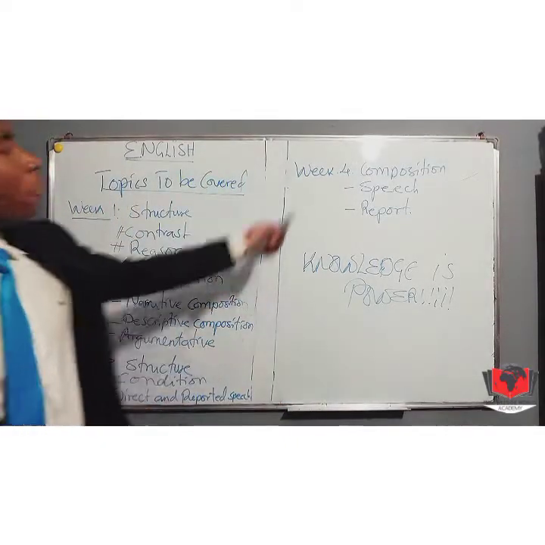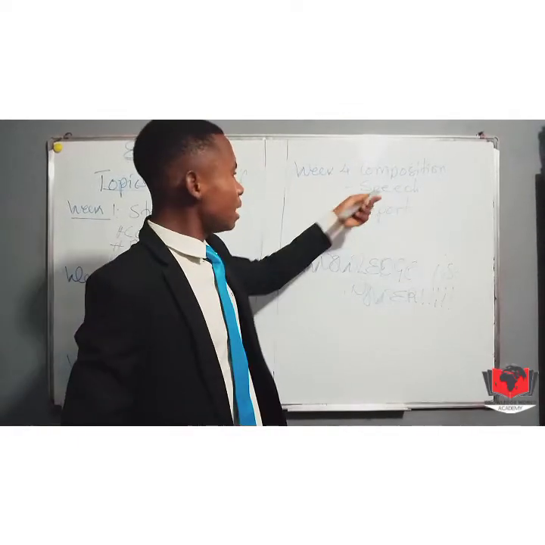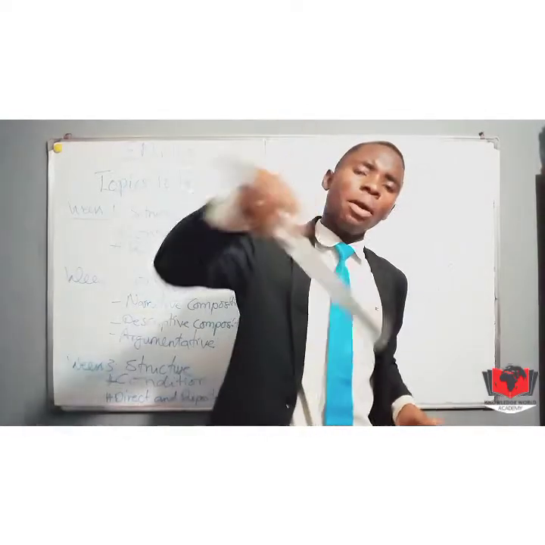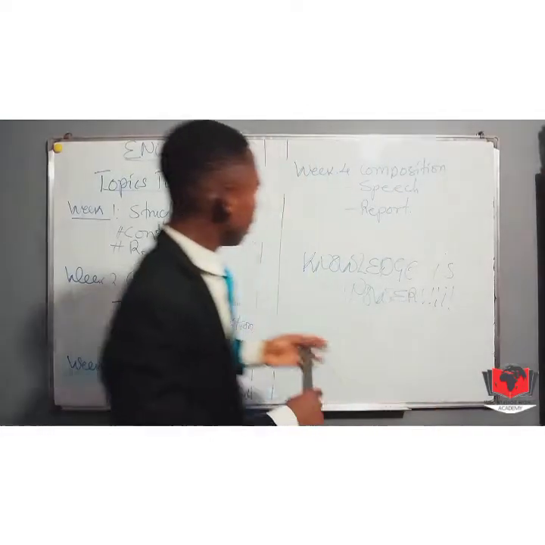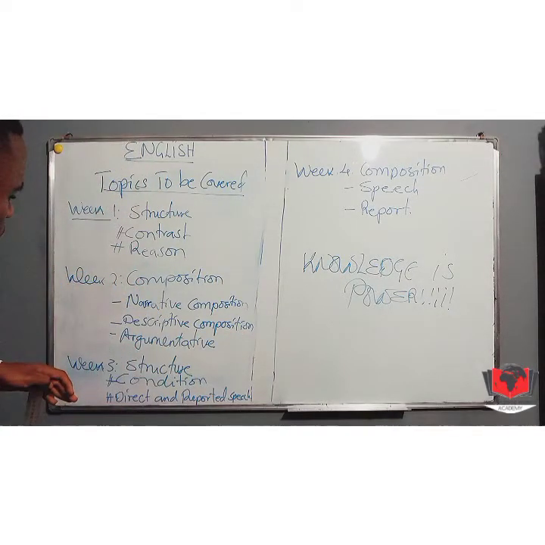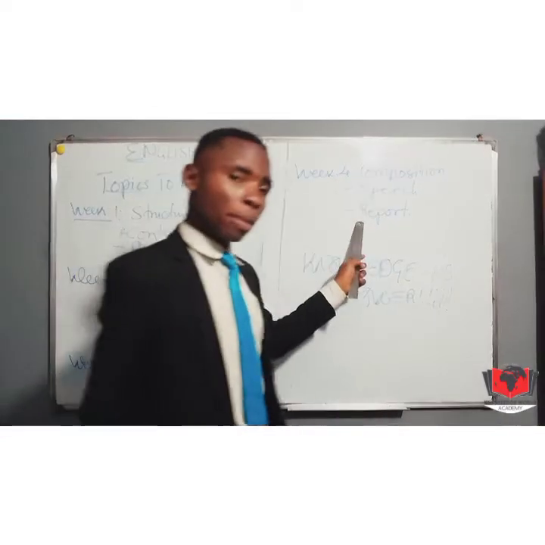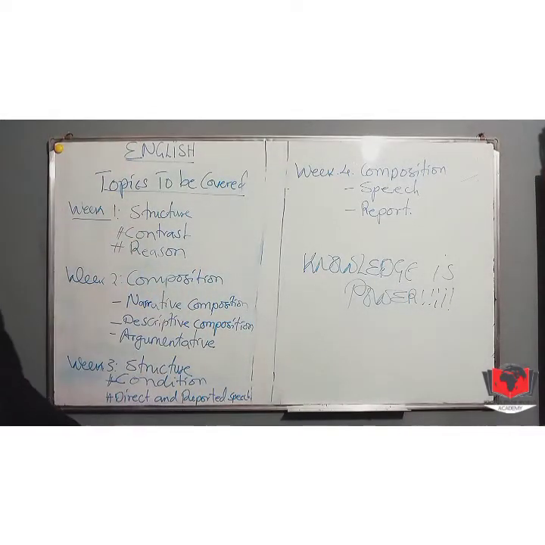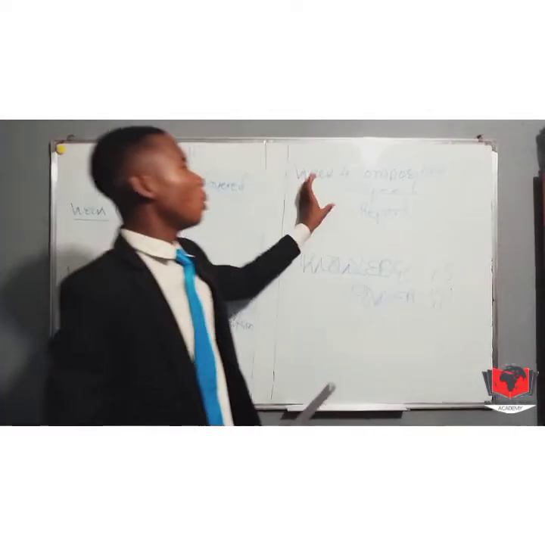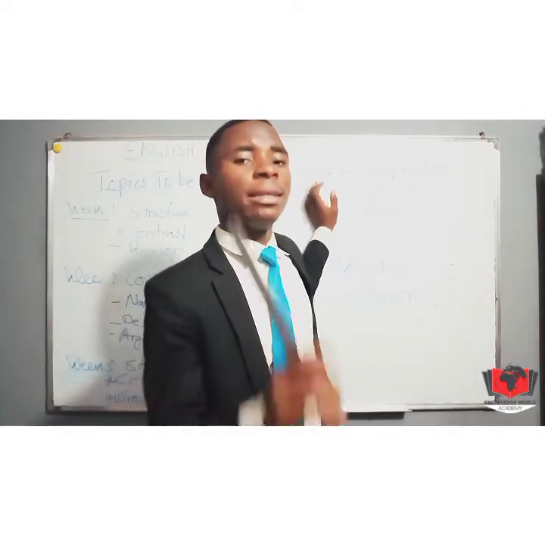Then in week 4, we will look at speech and the report. These two compositions come in section B of paper 1. So if you follow me well, you can find that we have covered section A paper 1, section B paper 1, and paper 2, because paper 2 is about structure. So this is how we are going to cover or balance the composition and the structure part.